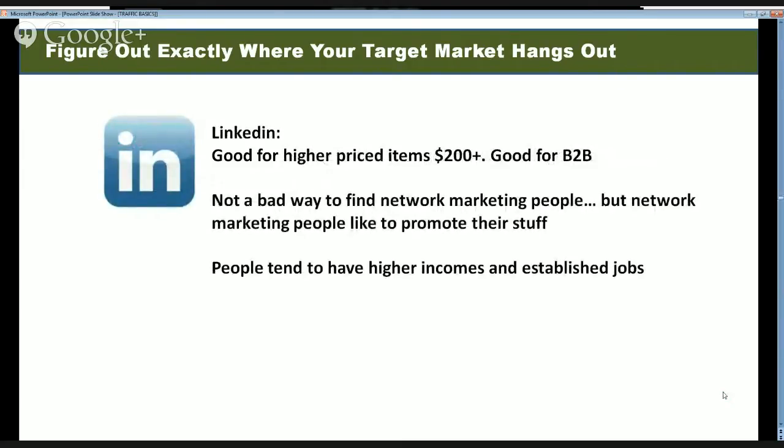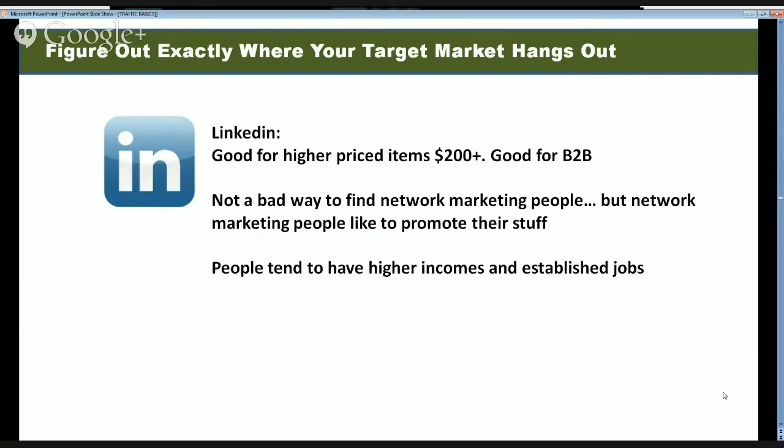LinkedIn is a very interesting market. There's a couple of things to know about it. First of all, you've got to be selling higher priced items. Now, you will be selling an item that is higher priced. It's going to be above $200, and that's going to be your network marketing enrollment kit. So that's really important. The other thing about LinkedIn is that it's really good for business to business. In a sense, that's exactly what you're selling. Even though you're selling to individuals, you're selling your business of mentoring and training to them, and they want to have a home business. So it's kind of business to business. It's really not a bad way to find network marketing people at all. A lot of people list themselves as being network marketers.